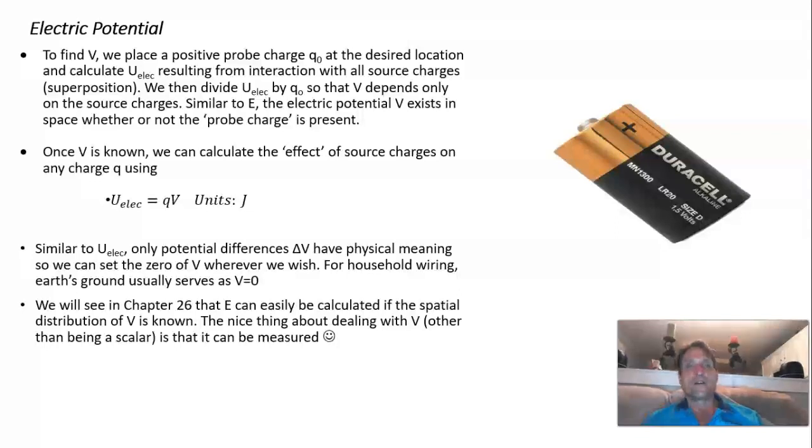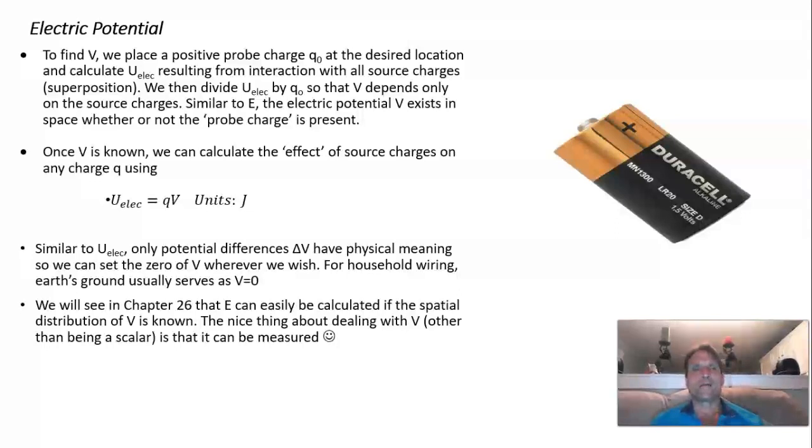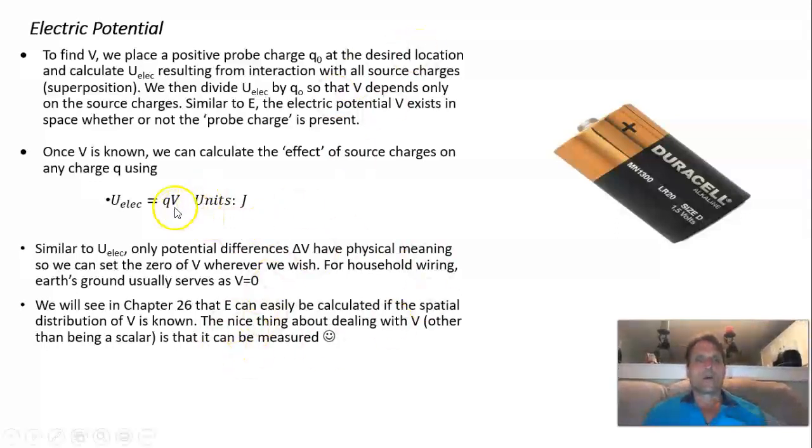So you might say, okay, well, why are we introducing yet another means for quantifying the interaction between charges? And the answer is, again, it's similar to electric potential. V is a scalar, so it's a lot easier to add up the contributions to V due to the different source charges than it is to calculate electric fields and then add up all the vectors, get the magnitude, get the angle. That's clunky.